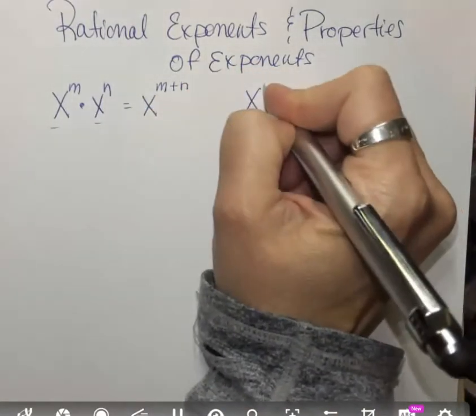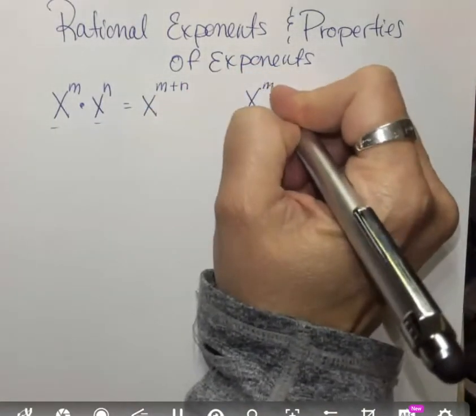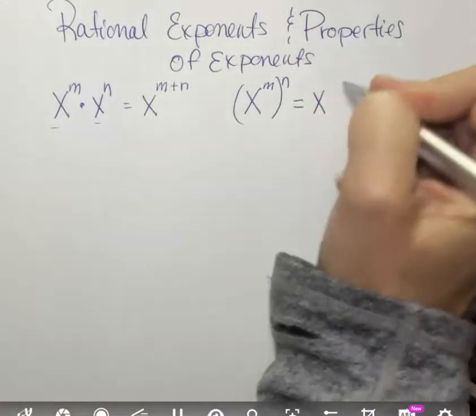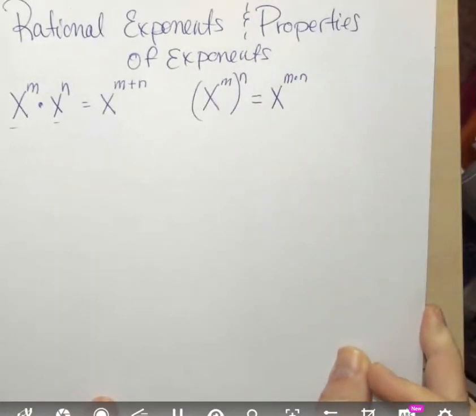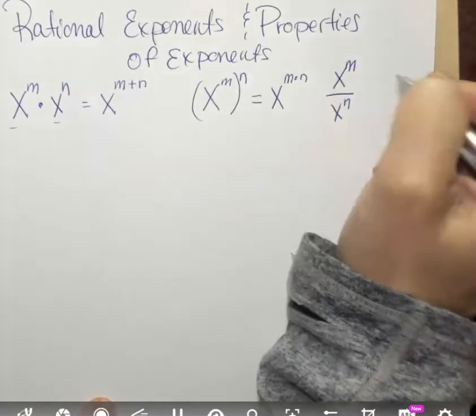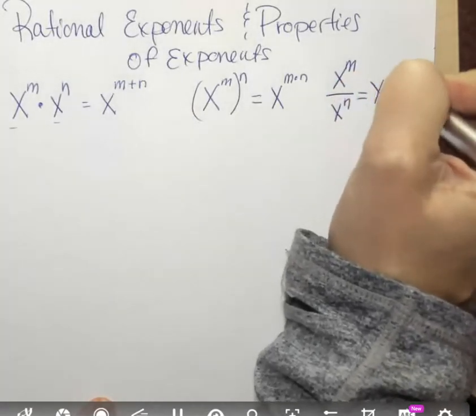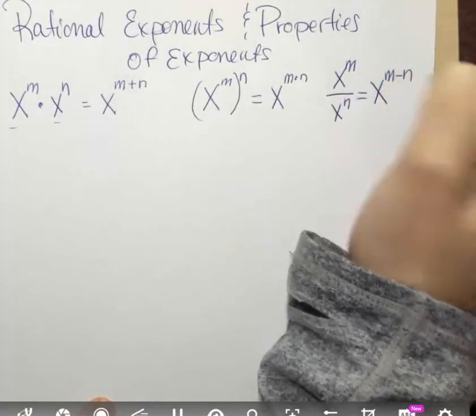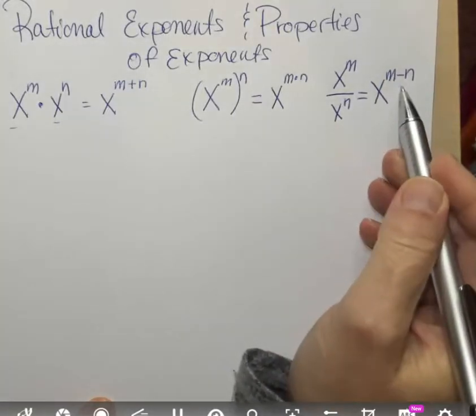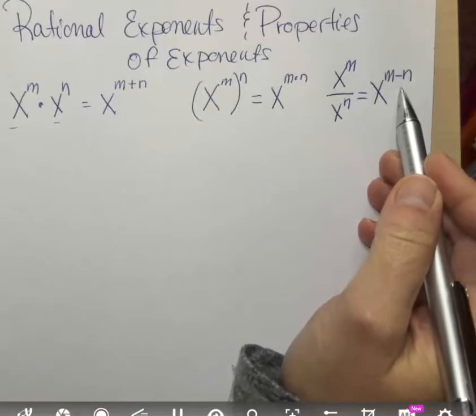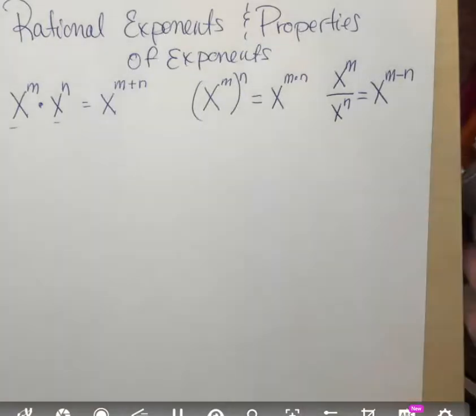If I have x to the m and I'm raising it to the n power, then I'm going to multiply the exponents, m times n. And if I have x to the m over x to the n, I get x to the m minus n. If this is negative, it's going to go into the denominator. If it's positive, it's going to stay in the numerator.